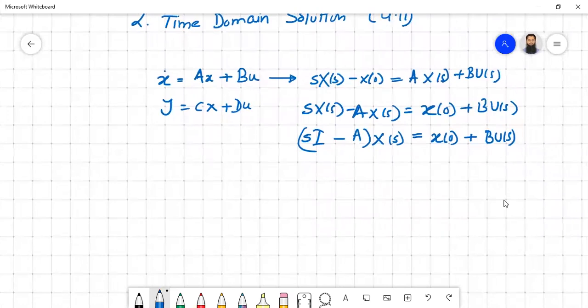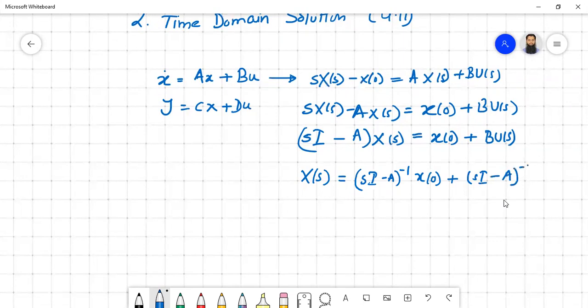Okay, so to find the solution, X(s) is basically the inverse matrix of (sI minus A), multiplied with your x0 initial condition as well as the other term that we have, that is BU(s). So this will give out the state variable. This is the solution of our state equation.